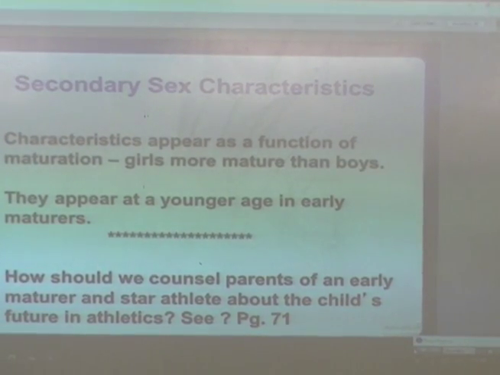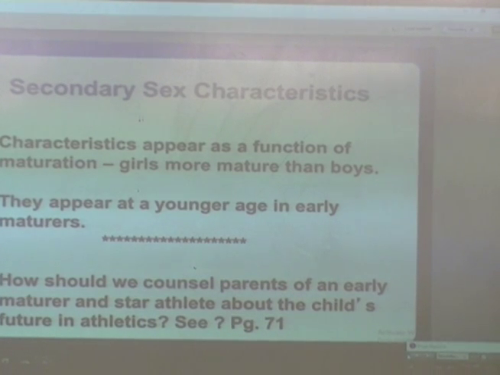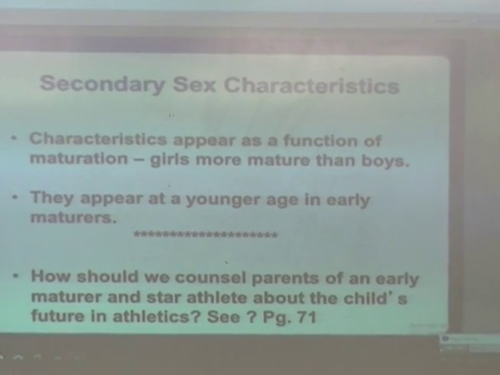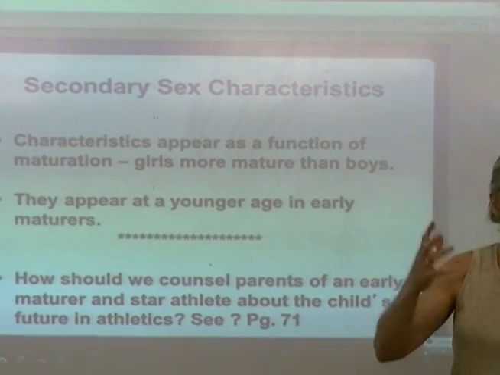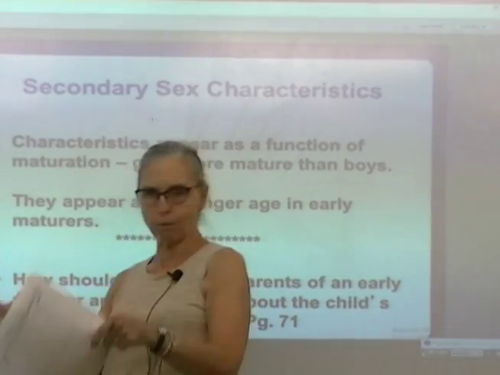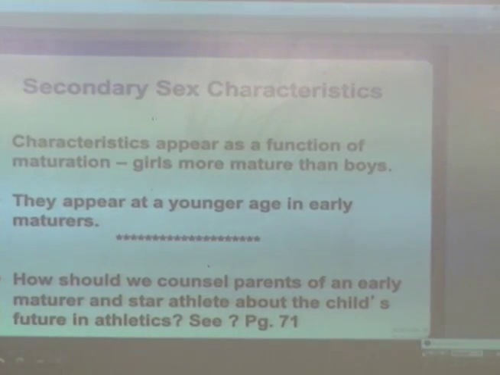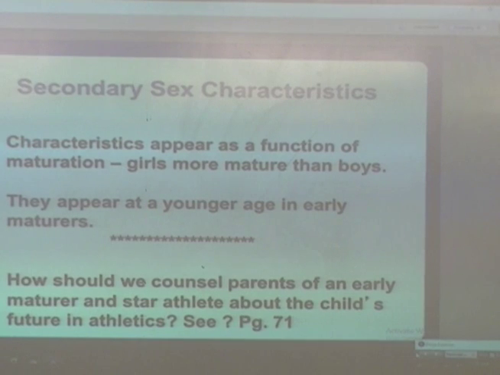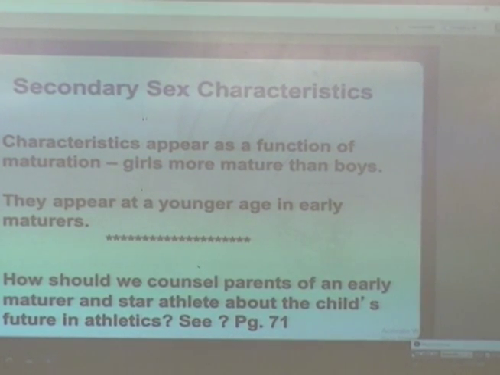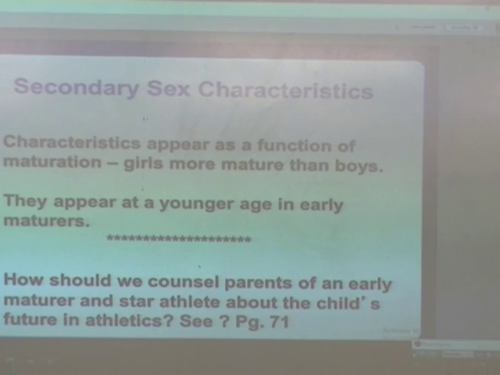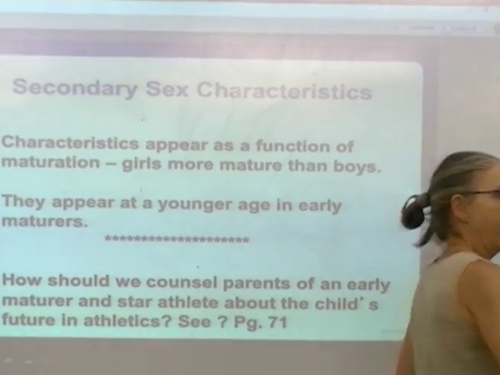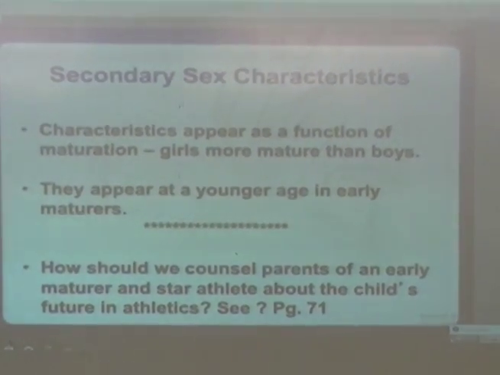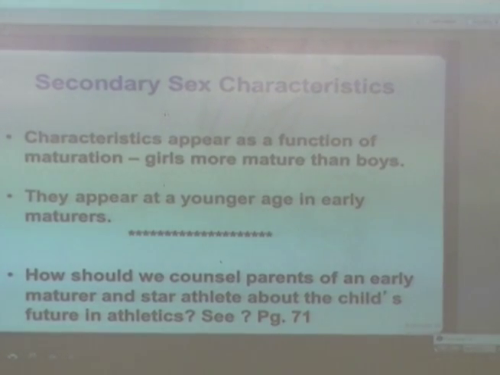We don't have a similar timing mechanism for the boys. So viable sperm, because menstruating means she's got viable eggs and she's sexually mature, viable sperm in the boys is a gradual process. It doesn't occur a year after peak height velocity, it's just gradual. So it's much harder to know when your son is sexually mature versus your daughter.